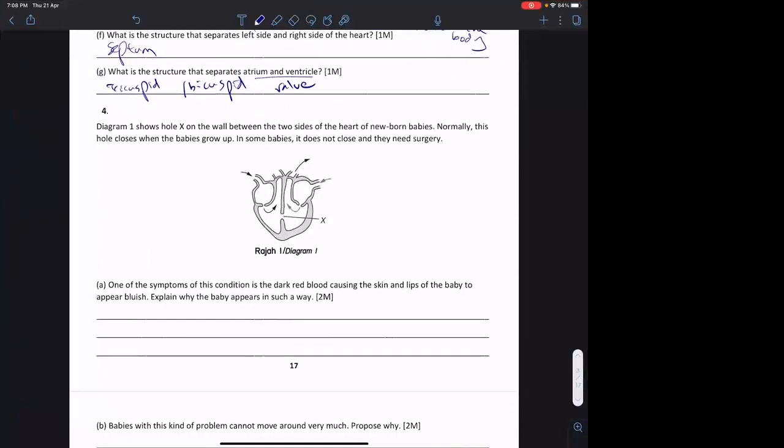Diagram 1 shows hole X on the wall between the two sides of the heart of the newborn baby. I told you this already. This is a hole in the heart, so that's when you have the mixing of blood. One of the symptoms of this condition is the dark red blood causing the skin and the lips of the baby to appear bluish. Explain why the baby appears this way. Why do you have this problem? Number one, it's because you have lack of oxygen.